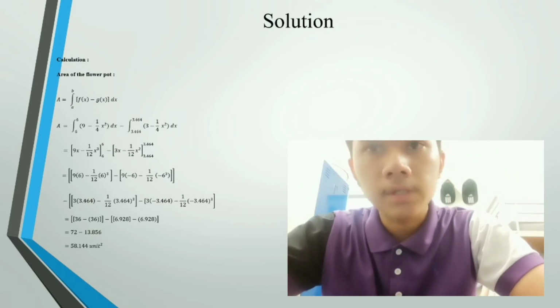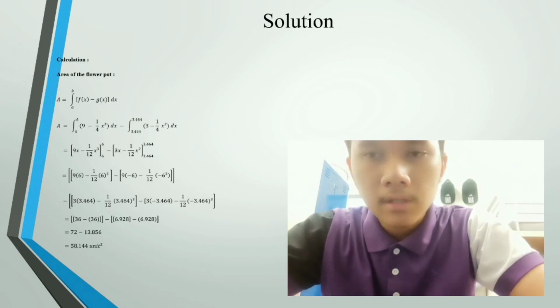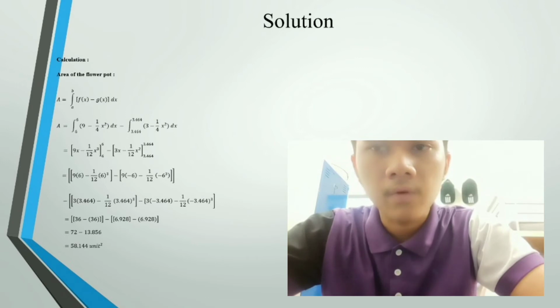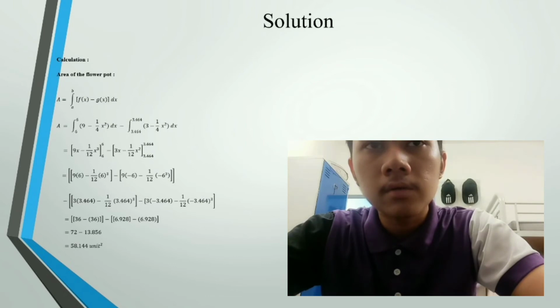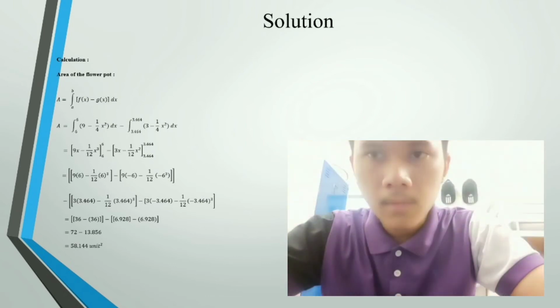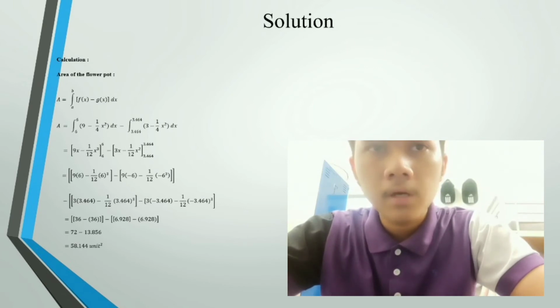Okay, for the first solution is the flower pot, the area of the flower pot. First we need to use the area formula, which is integration. We need to put the coordinates in the formula, and when we put them in the formula, we can use the integration solution to get the answer. And the final answer is that we got 58.144 units square.